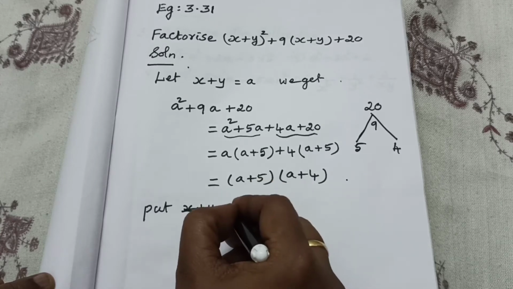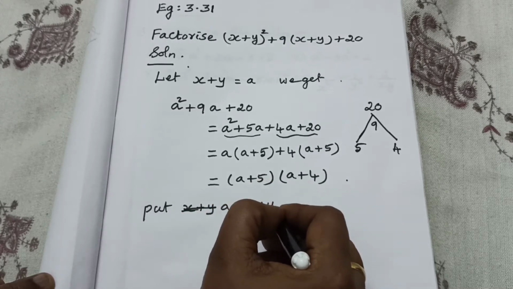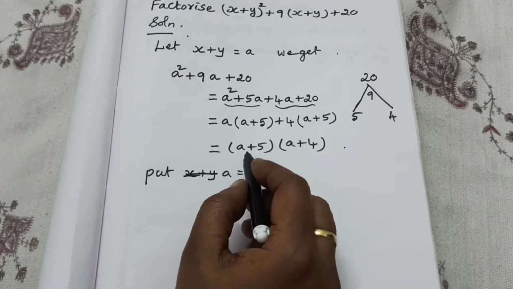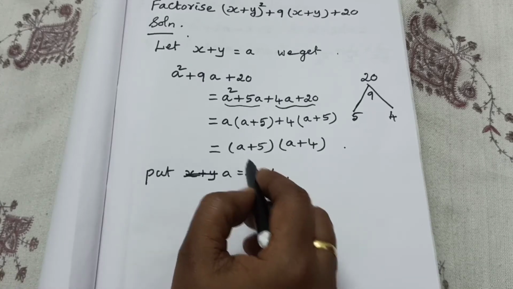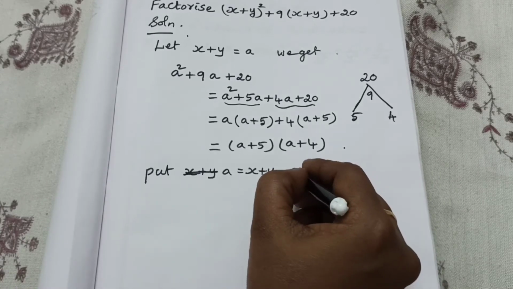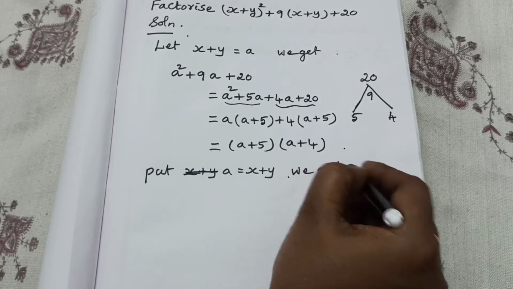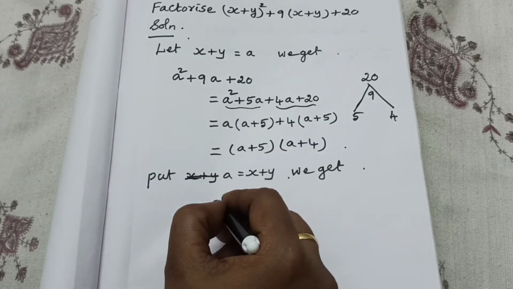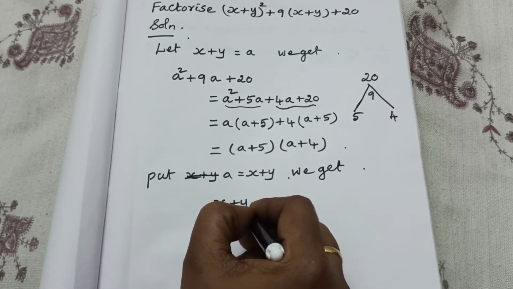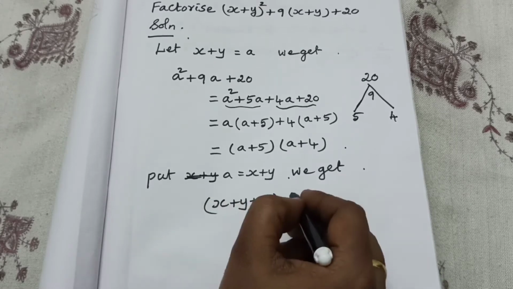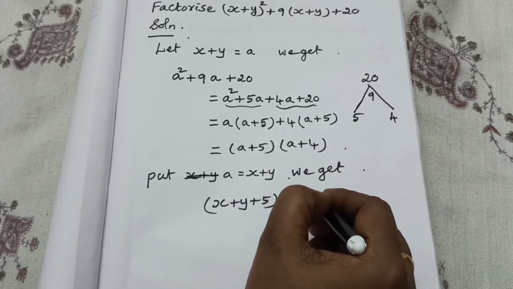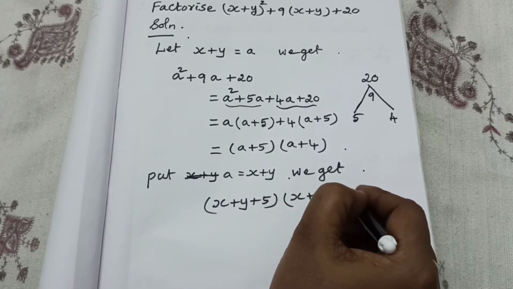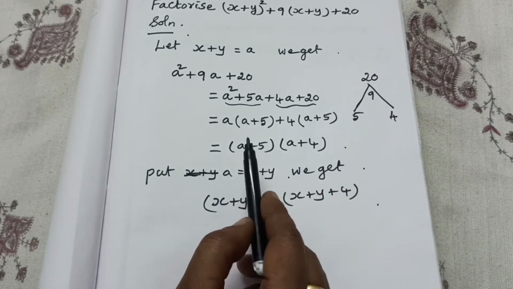Put a is equal to x plus y. Understood? A is equal to x plus y we have to take. Okay. In place of a, we have to substitute x plus y. Then we get x plus y plus 5 into x plus y plus 4. Am I correct? Then this answer we got, isn't it?